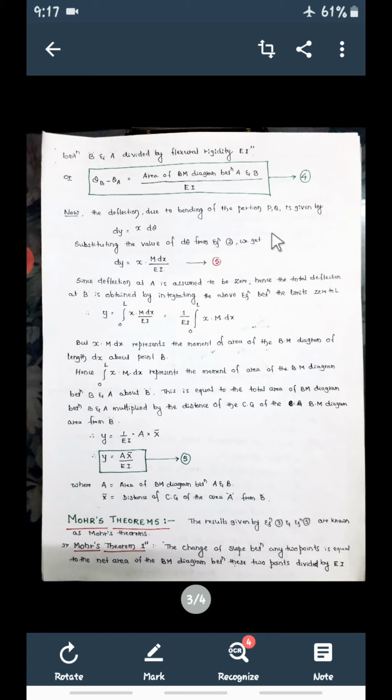So equations number 3 and 4 give what? The slope at any point on the beam. To find the slope, remember, you have to find the area. First you have to draw the bending moment diagram, then take the area of that bending moment diagram between 2 points, divided by EI, which will give the slope. So equations 3 and 4 give the slope.